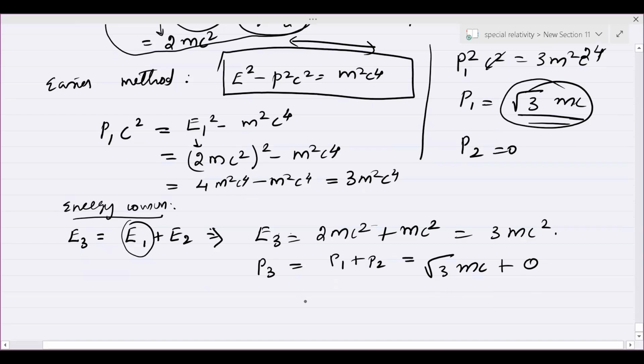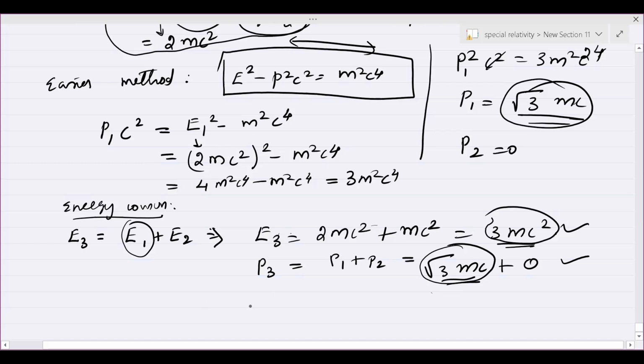Okay, all right. Now, what do we have to find? What have they asked? We have written down the energy conservation and momentum conservation. We know the energy of the third particle. We know the momentum of the third particle, right? We are asked to find the mass, I think, right? What's the mass of the composite particle and what's its velocity? So how do you find the mass?